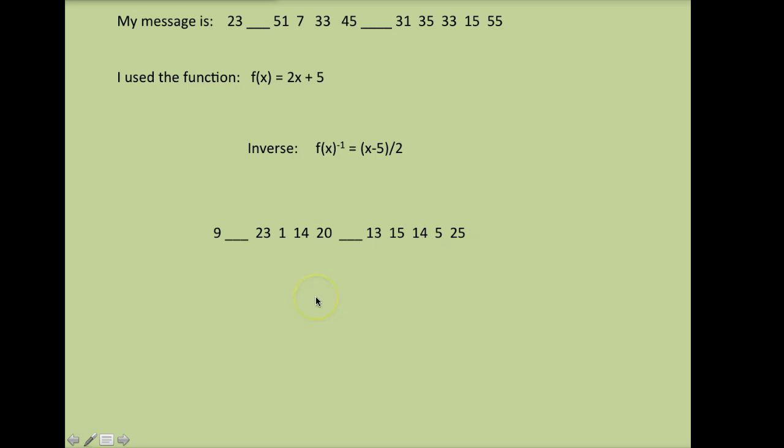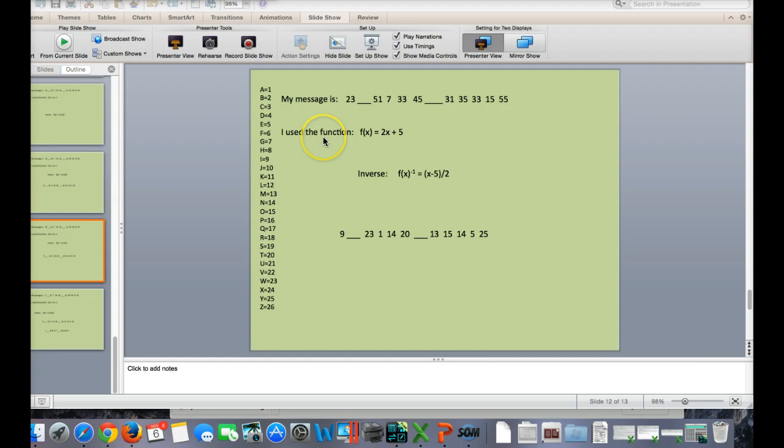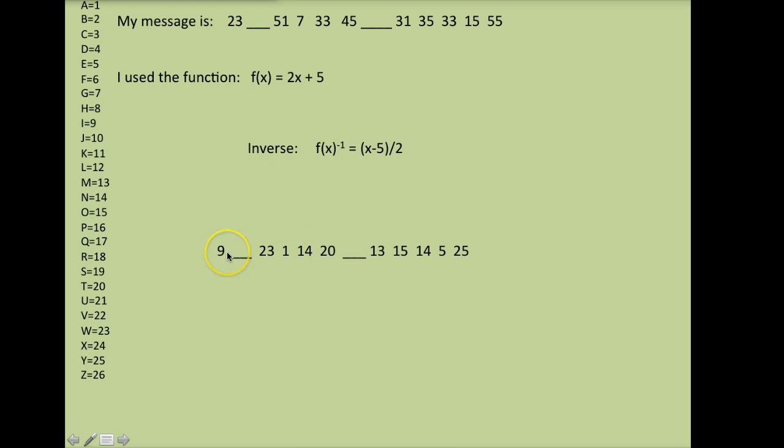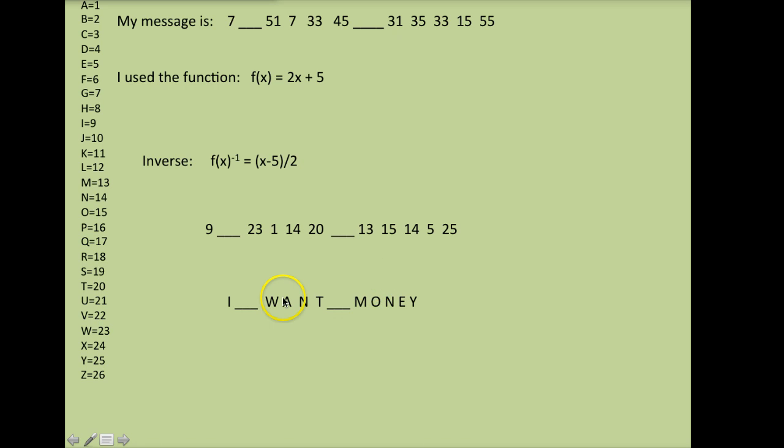Okay, so then next, what we want to do is use our original key that we had for A being 1, B being 2, C being 3, and we want to now change these from numbers back into letters. Alright, so if I do that, then what I'm looking at is 9. Okay, so I find that in my key. 9 is the letter I. So I know that the first letter in their message was I. A break for a new word, 23 is the letter W. 1 is the letter A. Ugly A. 14 is the letter N. 20 is the letter T, and so on. Okay, so then you just continue and finish out that last word. And if I do that, I decode their message and find out that they said, I want money.